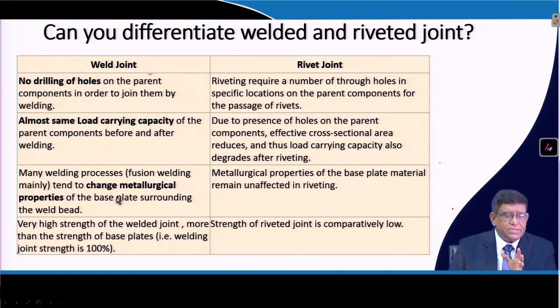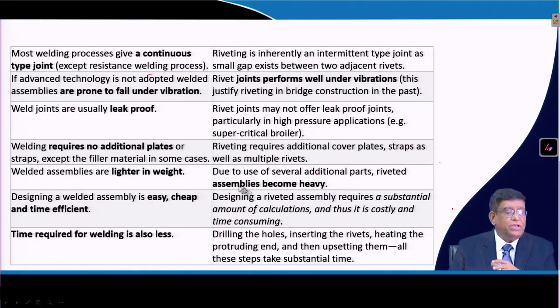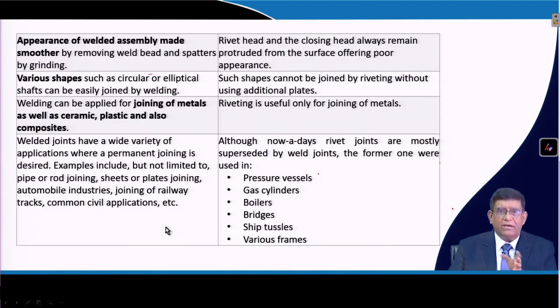So, this is the case with welding, but such things will not happen in case of your riveted joint. You can get a continuous type of joint in case of welding, but in case of rivet, because you have these holes and then you put the rivets, it is not a continuous one. So, that is why the welded joint will be leak proof, but the riveted joint will not be leak proof. So, that is the weight and power consumption for moving machines, as I have already said. So, the time required for welding is also less. There are many advantages of welding, at the same time there are some advantages of rivet also.